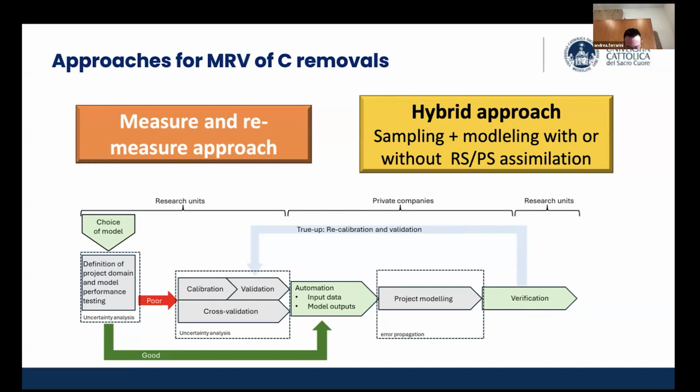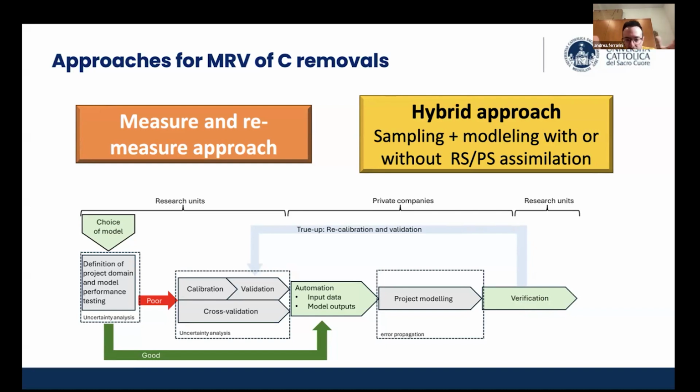The standardized way is also part of one of our deliverables. But then we have to separate the research units that calibrate, validate, and cross-validate, and are able to propagate the uncertainty of our model estimate, from the private companies that will try to automatize this modeling approach and offer it as a digital solution to the private companies.